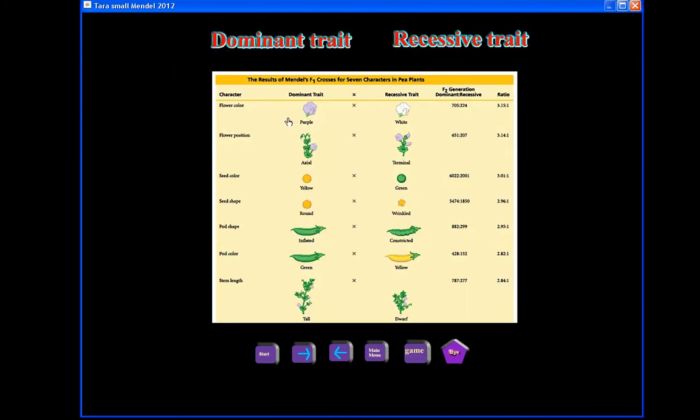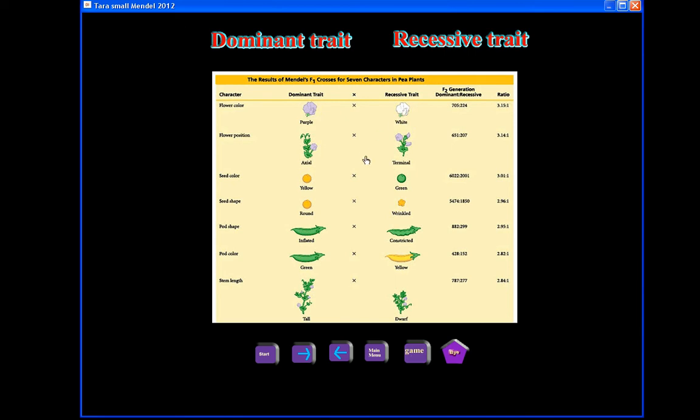And he took seven characters which had contrasting traits, like flower color, flower position, seed color, seed shape, pod color, and stem length. And he saw the purple color and the white color flower.